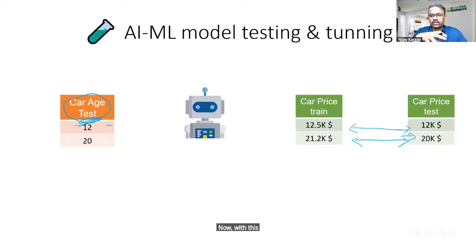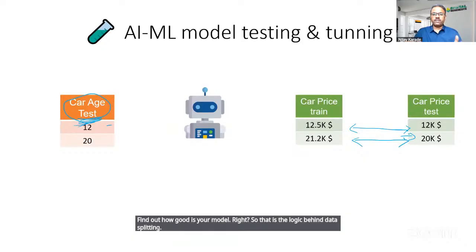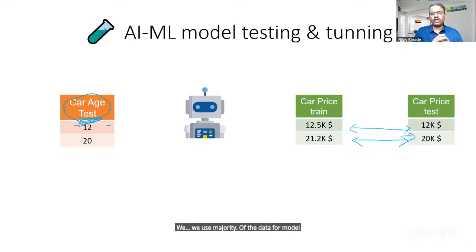With this, you are now able to find out how good your model is. So that is the logic behind data splitting. We use the majority of the data for model training so that the model can learn the patterns, and the remaining small section of data is used to test the performance of the model. Got it? Now, in case the model performance is not reaching the desired expectations, there is a method of parameter tuning. So we will teach you not only how to do data analysis and build an ML model, but also how you can tune the parameters of the AI model so that we can achieve higher accuracies.